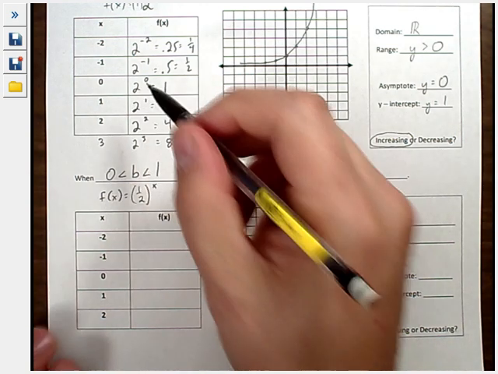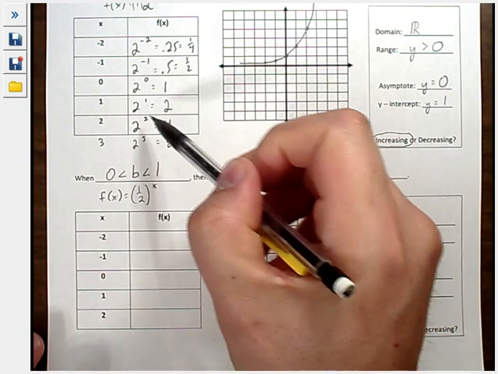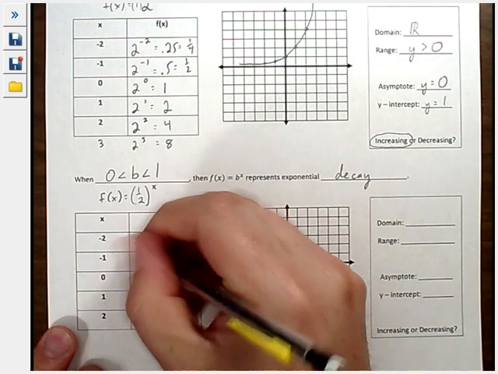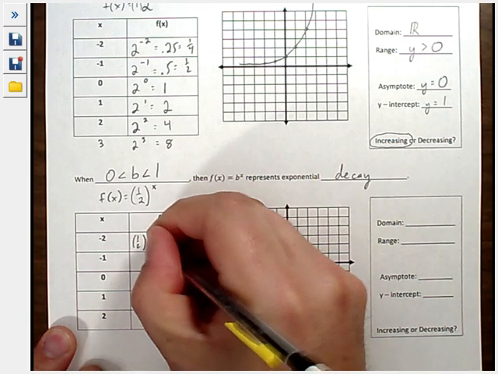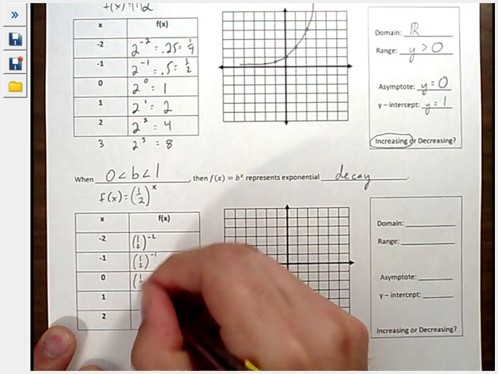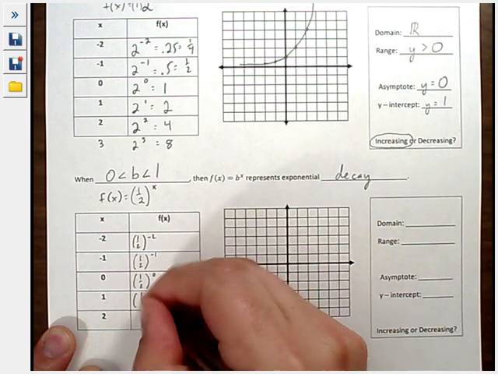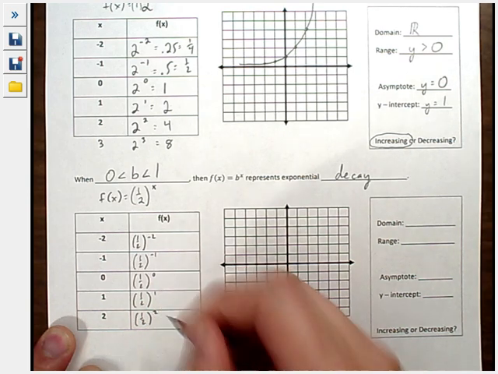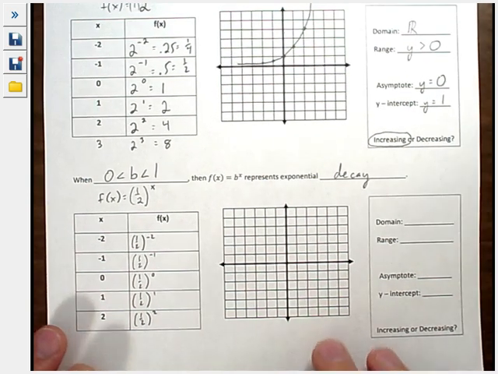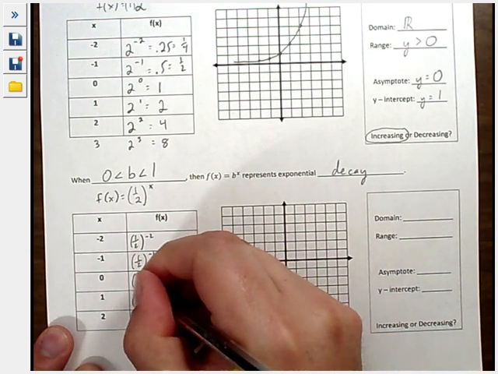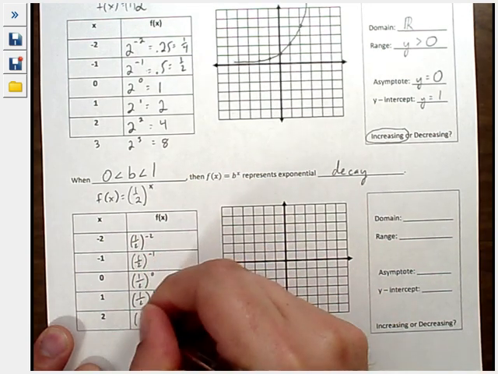And we'll do the same thing we did in our table up here where we had f of x equals 2 to the x. We'll take 1/2 and we'll raise it to -2. And then 1/2 we'll raise it to -1, 1/2 to 0, 1/2 to 1, and then 1/2 to 2. My fraction lines aren't showing up there. Let me make sure that they really show up right there.